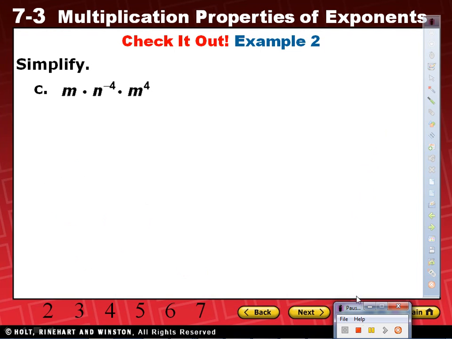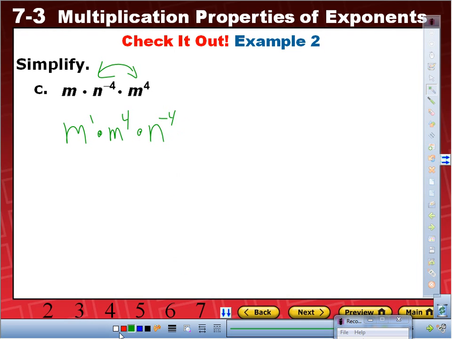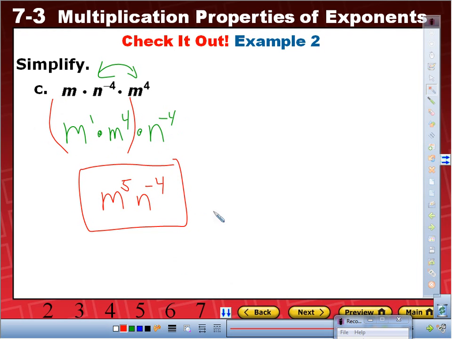Once again, you need to show the step for commutative and associative. So here we go. I'm going to switch these two right here. So this becomes m to the first times m to the fourth times n to the negative fourth. Cancel if you did that. Okay, good. Now we associate these two right here. Are they the same base? Yes. So then m, 1 plus 4, that's 5. And I'm going to bring down the n to the negative 4. And we're done.